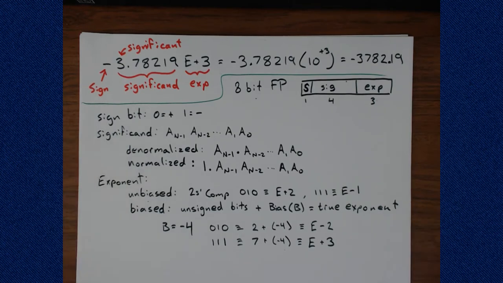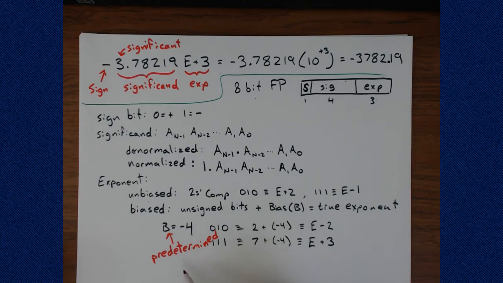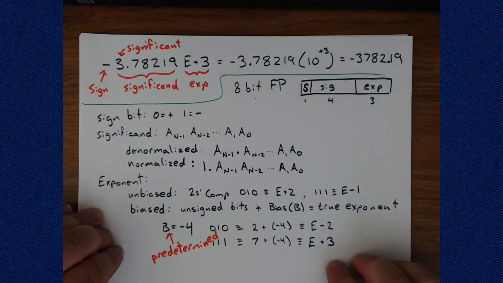Now, the important part about this bias is that -4 isn't actually stored anywhere. This is predetermined. Right. Predetermined by your standard. So it doesn't have to be stored, so we save the bits from it. But that is the way that goes.